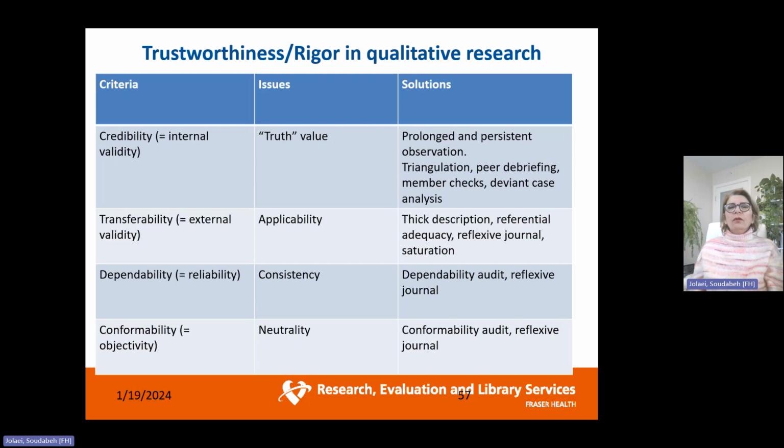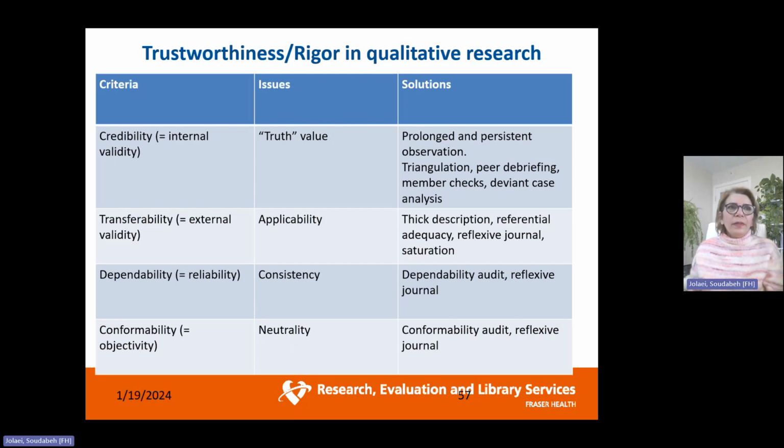Actually, these are all measures that ensure credibility of data. Transferability, or external validity, is about the issue of applicability. Thick description, referential adequacy, reflexive journal, and data saturation are some measures that we use to make sure about these criteria.